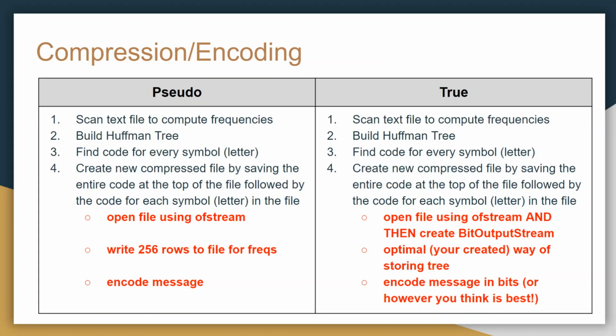Okay, so for compression and encoding, the main difference here is that for the pseudocode, we're going to open the file using ofstream, and in the true compression, we are doing that as well, but then we're creating our BitOutputStream, right? And you need to come up with an optimal way of storing the tree and the message.